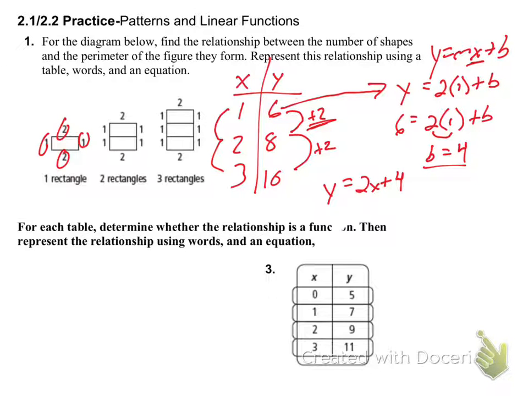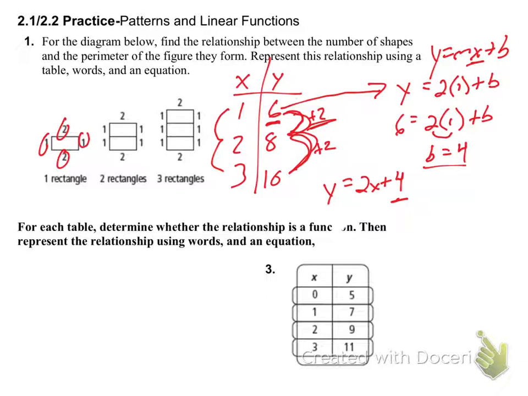Another way you could do it is, if you just did it in your head, y equals mx plus b. So I take my first point, and I multiply it by this plus 2. So 1 times 2 is 2, and then I got to get to 6, so I just add 4, and that's where this plus 4 comes from.